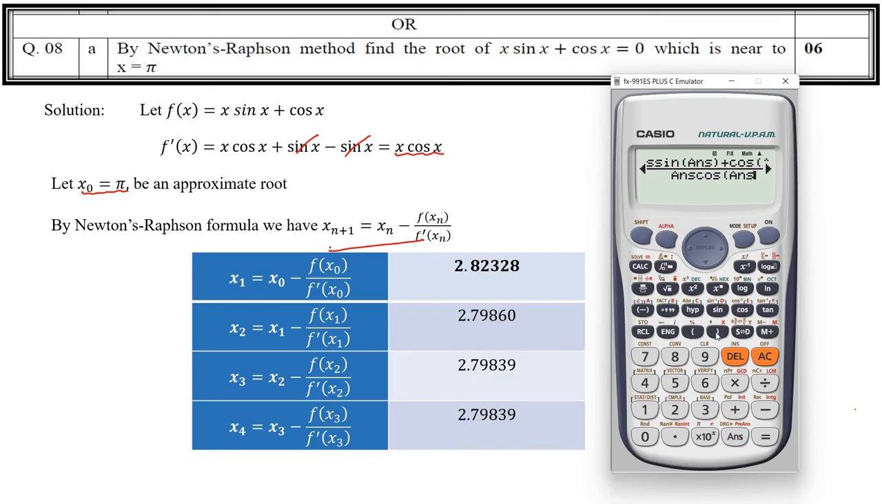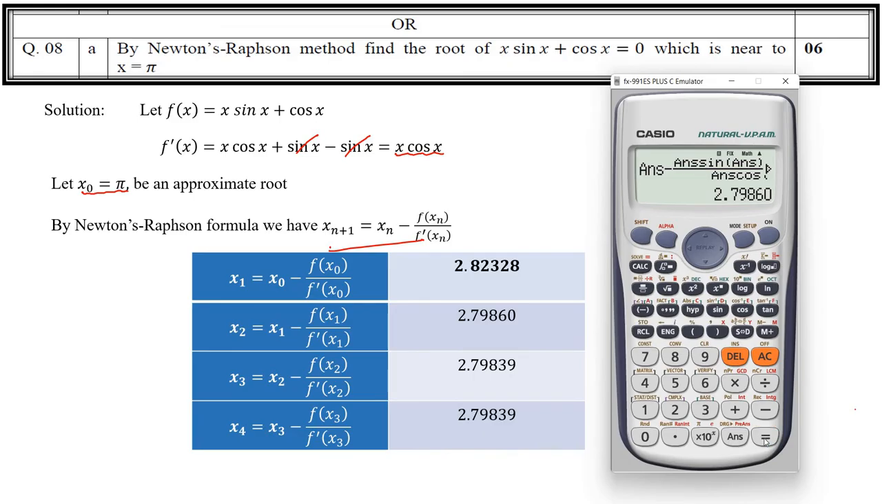What do you observe in the given equation? The given equation contains a trigonometric function. What should you change? You are required to change from degree to radian mode. Now I have changed to radian mode. Now if I press equal to, I will get the answer as 2.82328. So to get the second approximation x2, just press equal to, that's all.